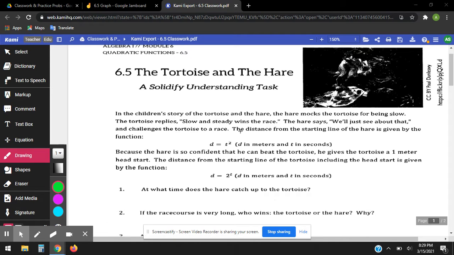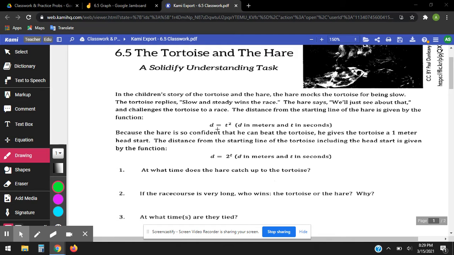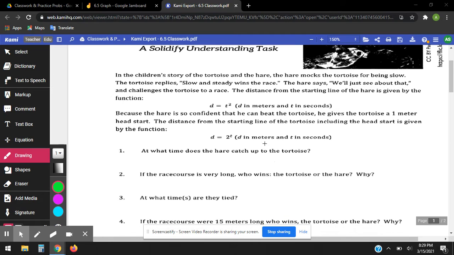The distance from the starting line of the hare is given by the function d equals t squared, d in meters, t in seconds. Because the hare is so confident that he can beat the tortoise, he gives the tortoise a 1 meter head start. The distance from the starting line of the tortoise, including the head start, is given by the function d equals 2 to the t, d in meters and t in seconds.